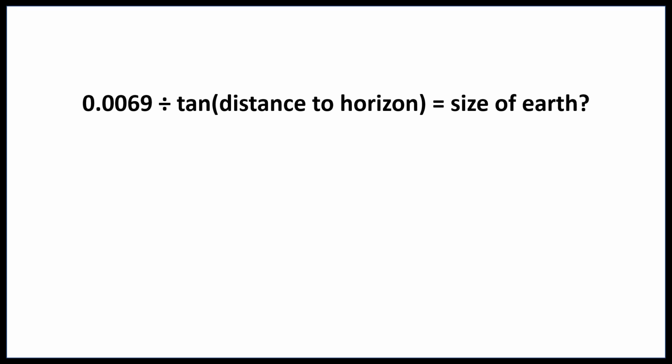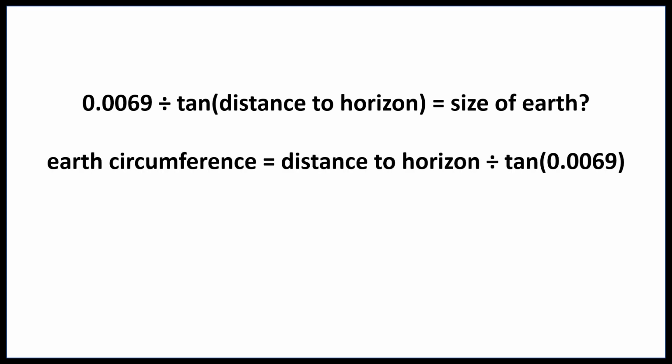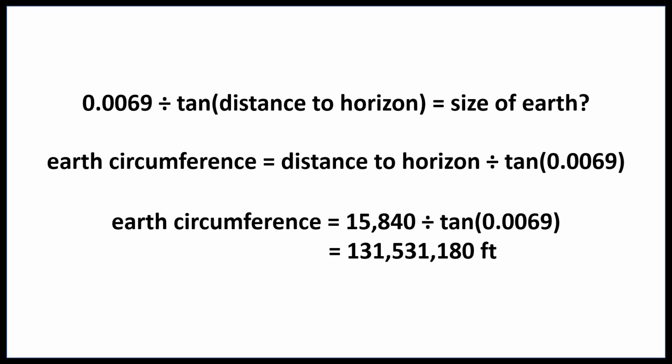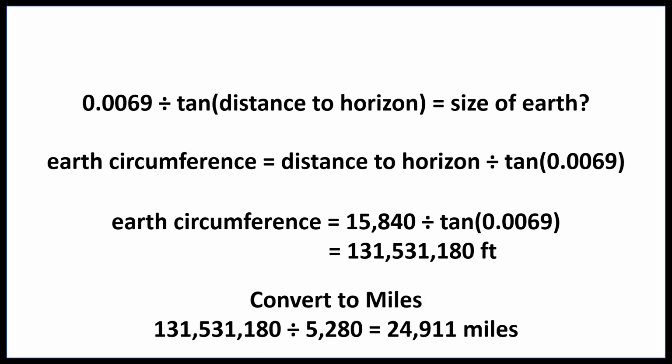I think he got a little bit too excited because he said if you divide 0.0069 by the tangent to the distance of the horizon, this will give you the size of the Earth. What he meant to say was that the Earth's circumference is equal to the distance to the horizon divided by the tangent of 0.0069 degrees. So if we use the 3-mile distance to the horizon of 15,840 feet, this will give us 131,531,180 feet. Convert this to miles and we get 24,911, which is a little bit bigger because we had rounded off 0.0069 to the 4th decimal place.